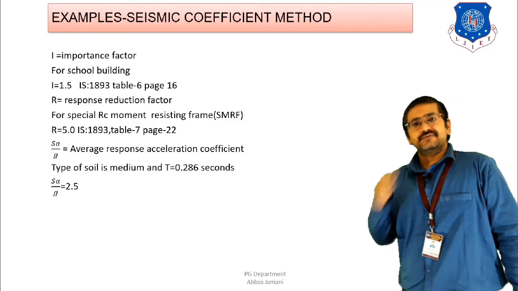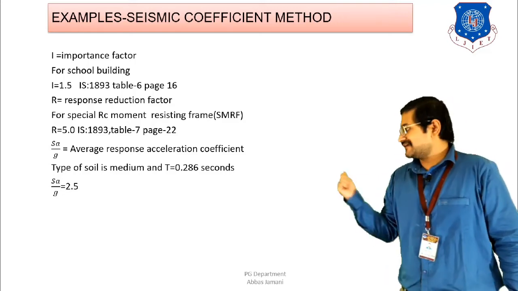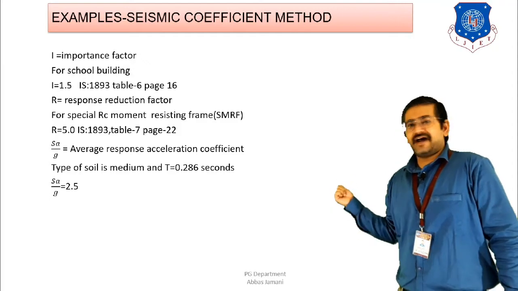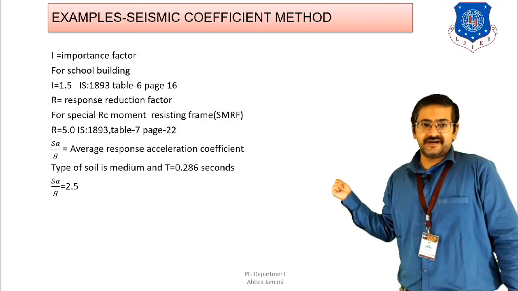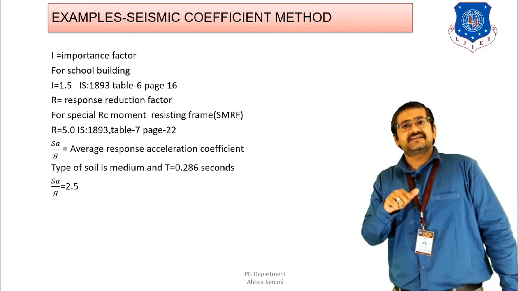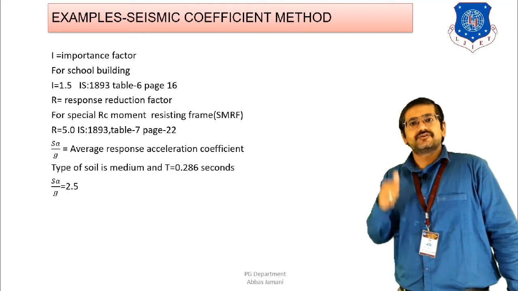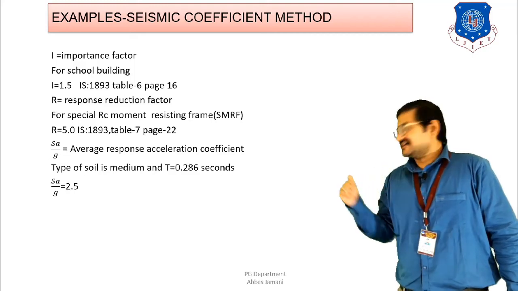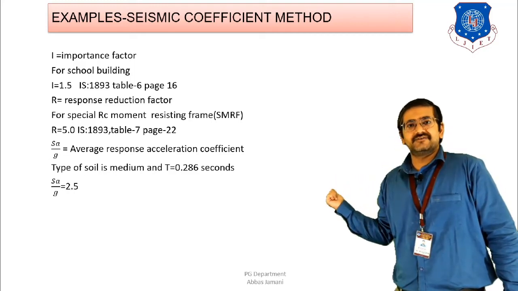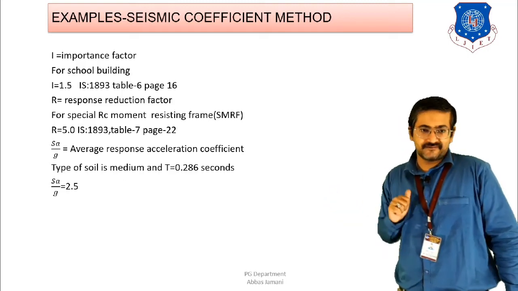Importance factor: because it is a school building, a public building, IS 1893 tells us the value should be taken as 1.5. So I am taking I equal to 1.5. R is the response reduction factor, where only a moment resisting frame is there and it is going to be considered as an SMRF frame. So again you go to table number 5 and refer to the table, and you will get the response reduction value as R equal to 5 from IS 1893.